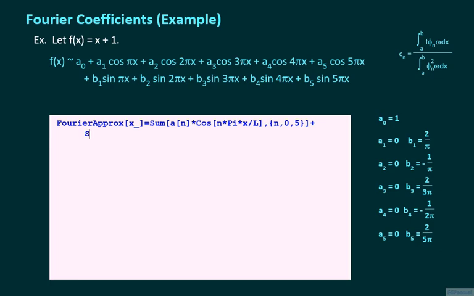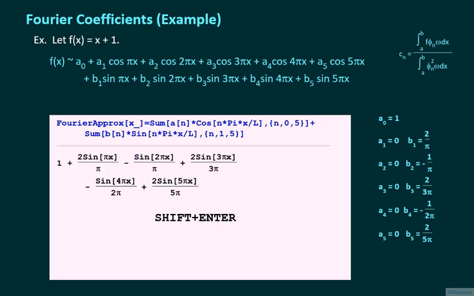Similarly, we have a summation for the sine terms. We have the sum of the b sub n's times sine of n pi x over L, n going from 1 through 5. We evaluate by pressing Shift-Enter, and we get the Fourier approximation.